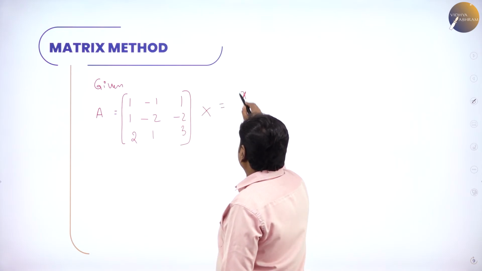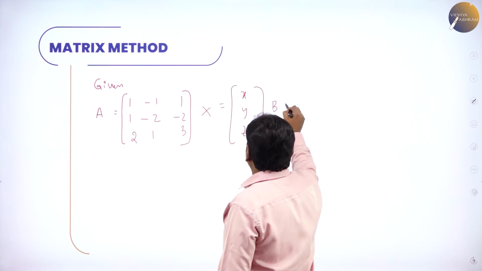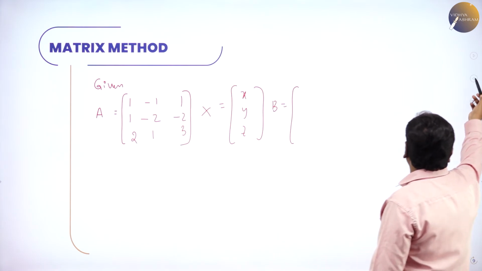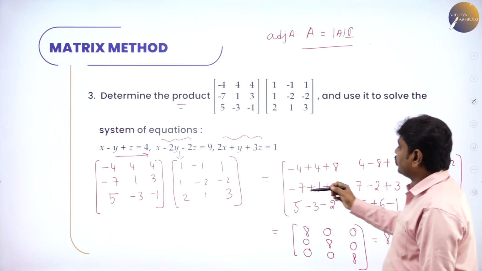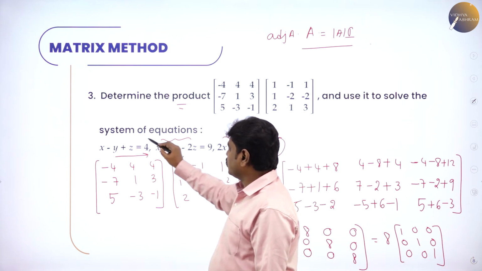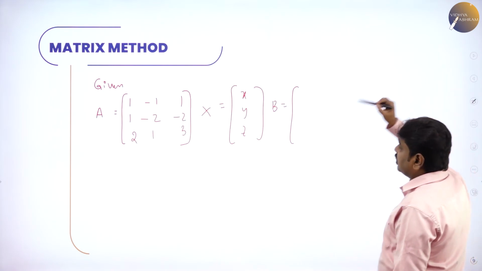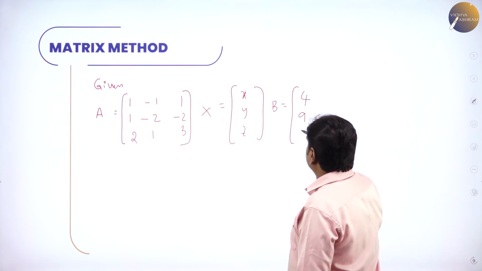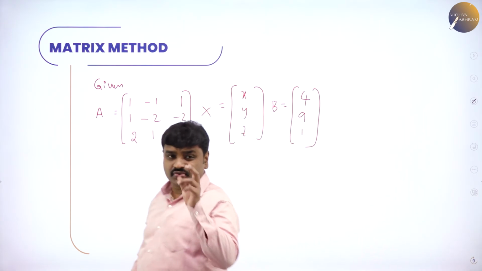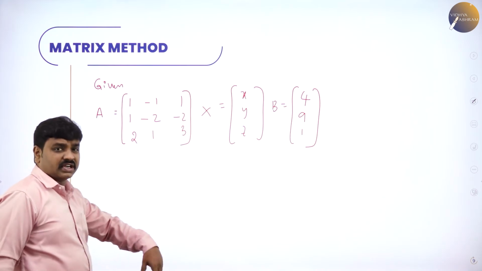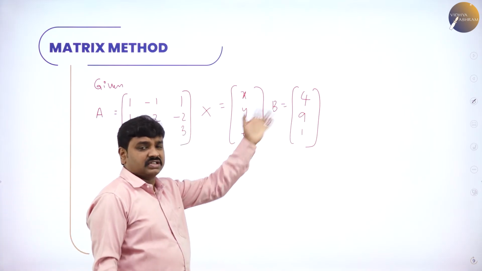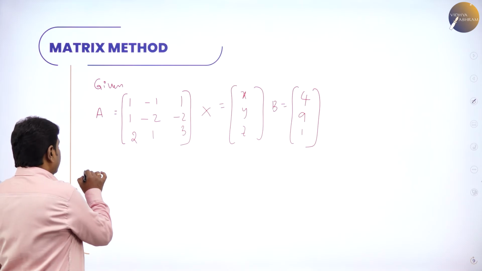And X is what? x, y, z. And B is what? The constant matrix. If you observe the equations, the RHS is 4, 9, 1; you write it as B. All of you know the matrix method. First you should write the coefficients of x, y, z as capital A, the coefficient matrix, the variables as a column matrix, and B. They have given this. So now I'll find the determinant of A.